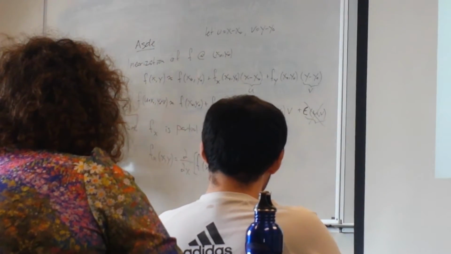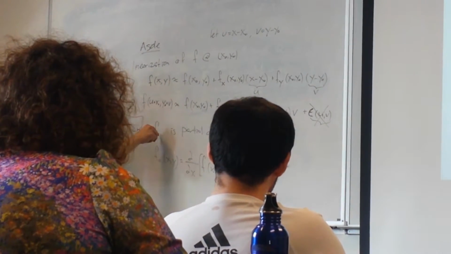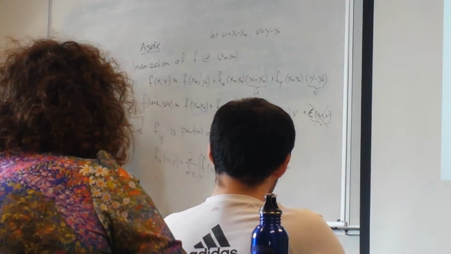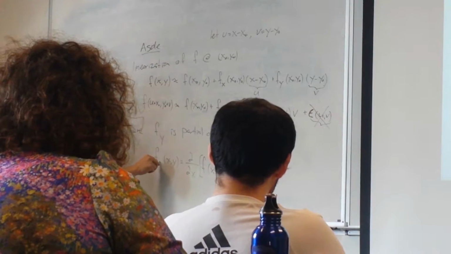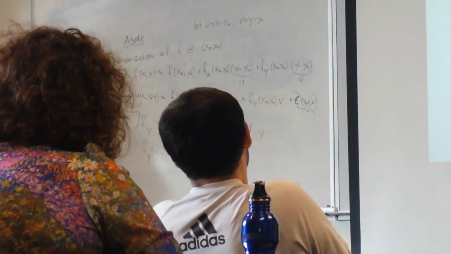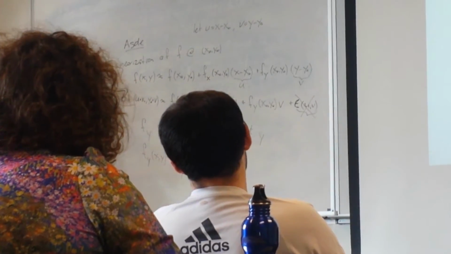Partial with respect to y, same definition. Okay? So the partial of a function with respect to the variable y would be that. Treating y as the variable and everything else as constant. Okay. So that's the little aside.